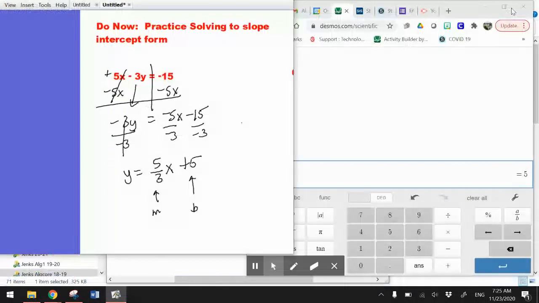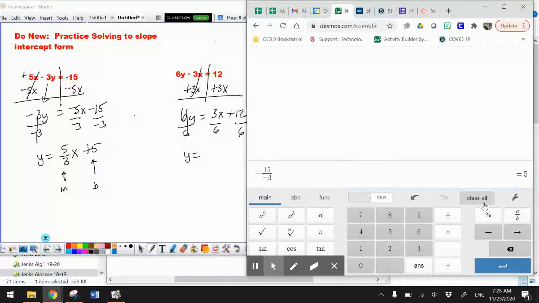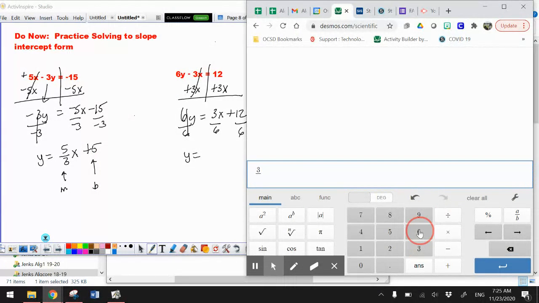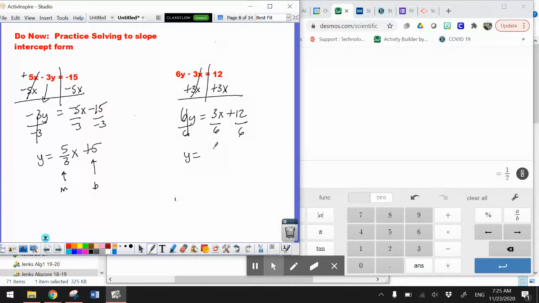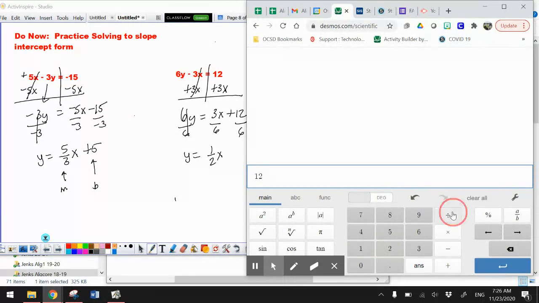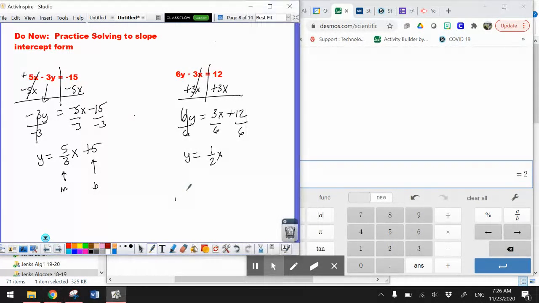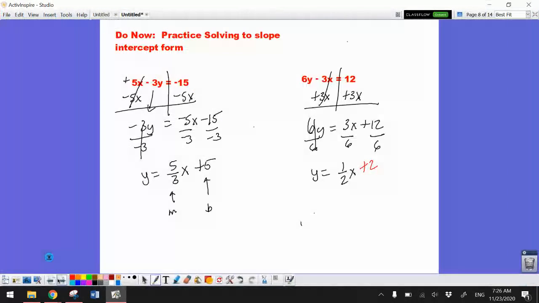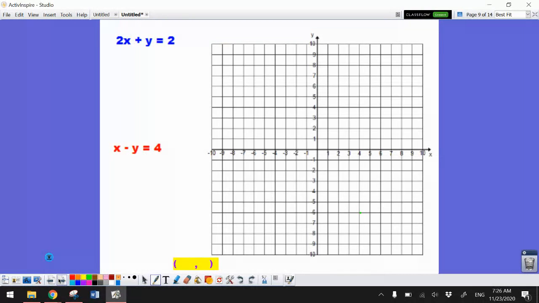Okay, let's use our calculator again. We need to simplify our fractions. So I have 3 divide 6. I'm going to change that to a fraction because I need the slope in fraction form and not a decimal. I see that I get 1/2. So we get 1/2 x. And we're going to do the same thing with the 12 and the 6. 12 divided by 6 gives me a 2. So I know that my next piece is a positive 2.